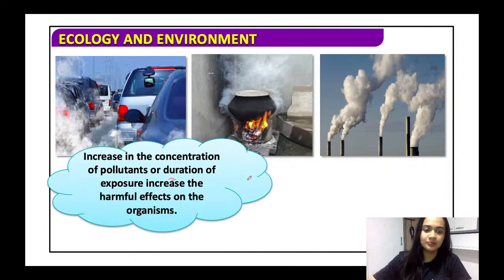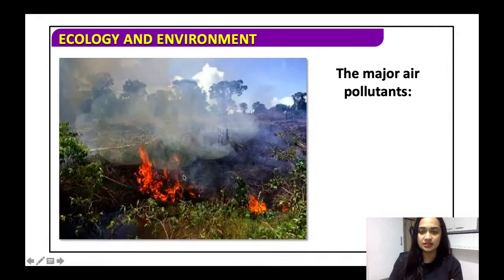So increase in the concentration of pollution or duration of exposure increases the harmful effects on the organism. So how are the effects increased? तो दो तरीके से हो सकता है. या तो concentration of pollutants increase हो गया, जैसे कि अभी दिल्ली में हुआ. What is happening during this year? The concentration of pollutants in the air becomes very very polluted. Or it can be that you are exposed or you work in such an environment that you are in constant exposure to pollution. So these can be the two reasons.